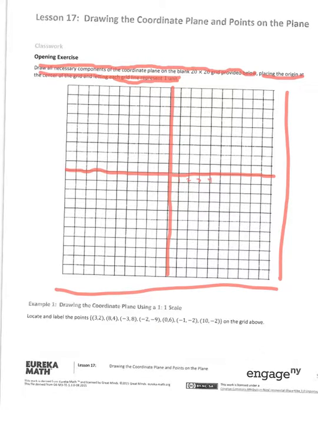When you are done labeling all the positive numbers here, negative, negative, all you're going to do is just plot all of these points on the grid above. You guys can do that on your own.